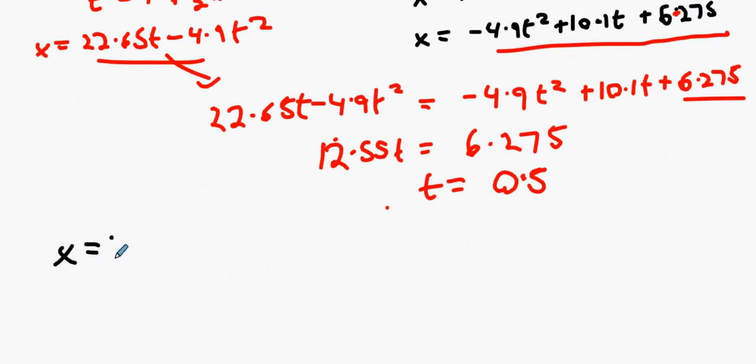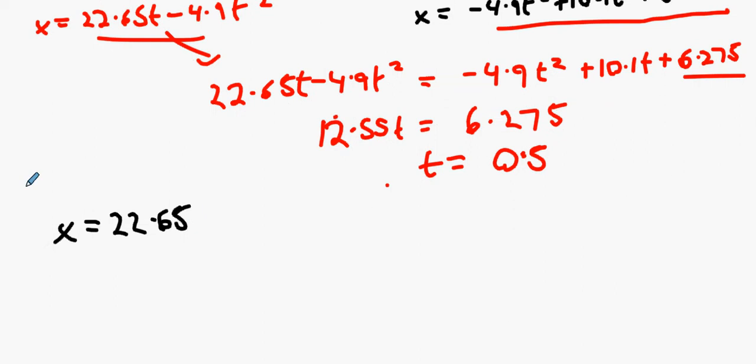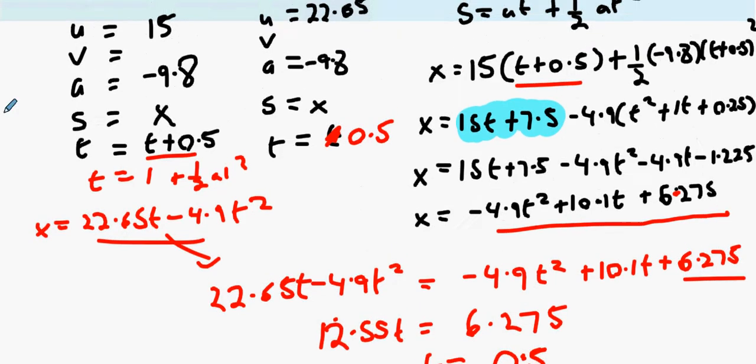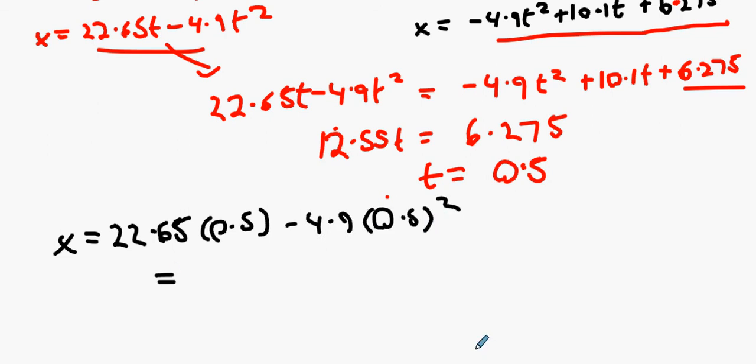X equals 22.65. It's in the air for 1 second. Sorry, no. It's in the air for 0.5. So 0.5 minus 4.9, 0.5 squared. What do you get for that? I'll get it done now. 7.1. 10.1, thanks. 10.1 meters, everybody. Lob it in, you'll get it.